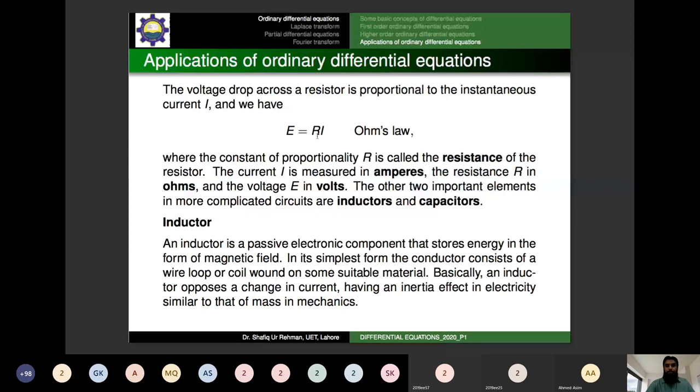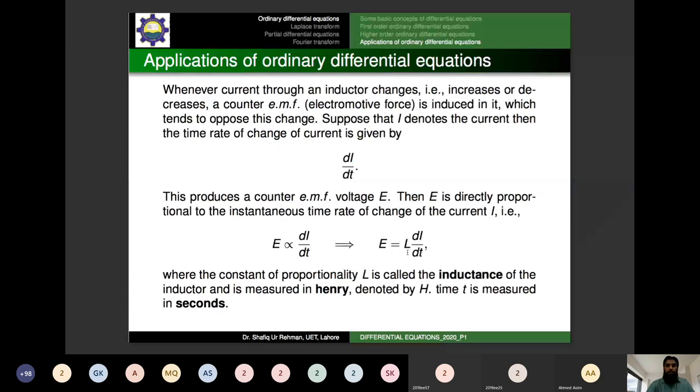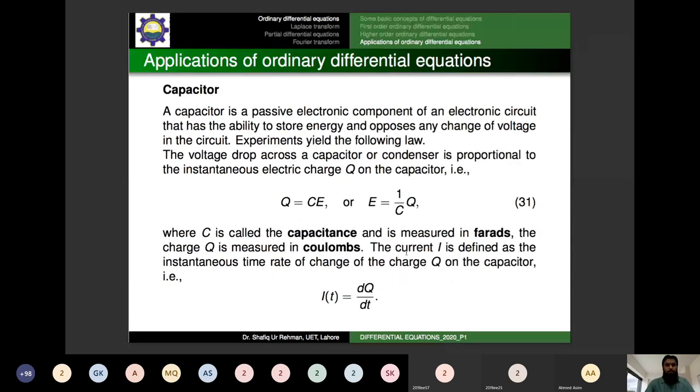Over here, capital E is equal to L di upon dt. L is called the inductance of the inductor. Capacitor, I believe that you must have gone through all these things. Anyway, we are just recalling basic concepts. A capacitor is a passive electronic component of an electronic circuit that has the ability to store energy and opposes any change of voltage in the circuit.